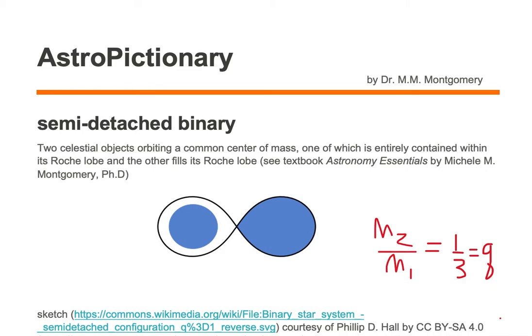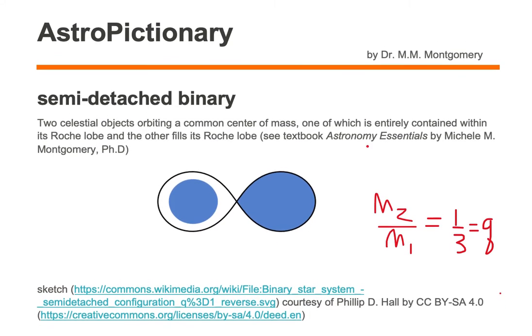A semi-detached binary is two celestial objects orbiting a common center of mass, one of which is entirely contained within its Roche lobe, and the other fills its Roche lobe. Let's take a look at a sketch of a semi-detached binary system.